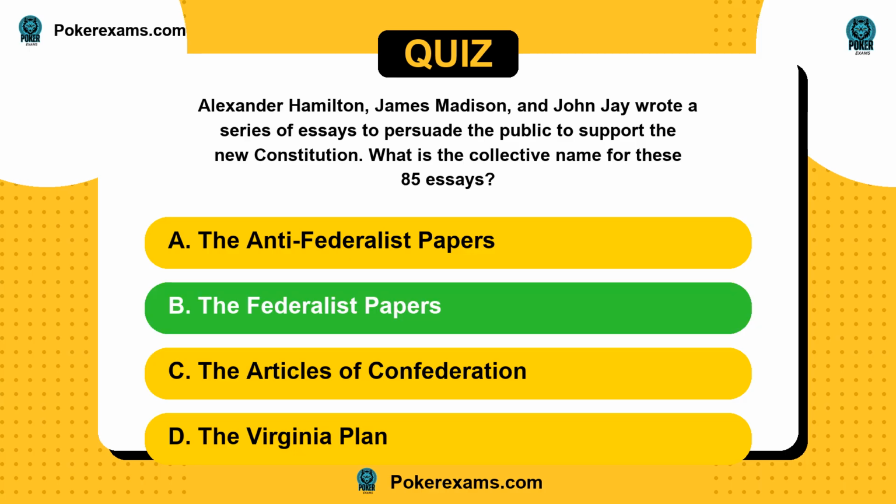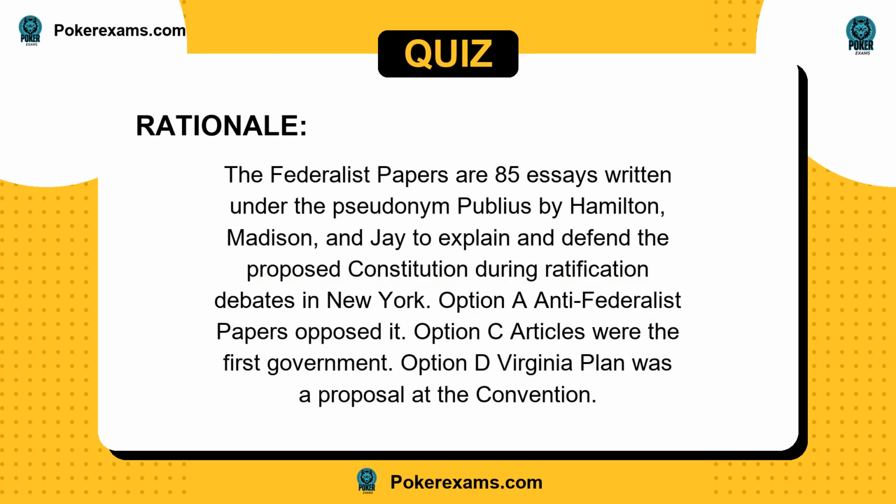The answer is B. The Federalist Papers are 85 essays written under the pseudonym Publius by Hamilton, Madison, and Jay to explain and defend the proposed Constitution during ratification debates in New York. Option A, Anti-Federalist Papers, opposed it. Option C, Articles were the first government. Option D, Virginia Plan, was a proposal at the convention.